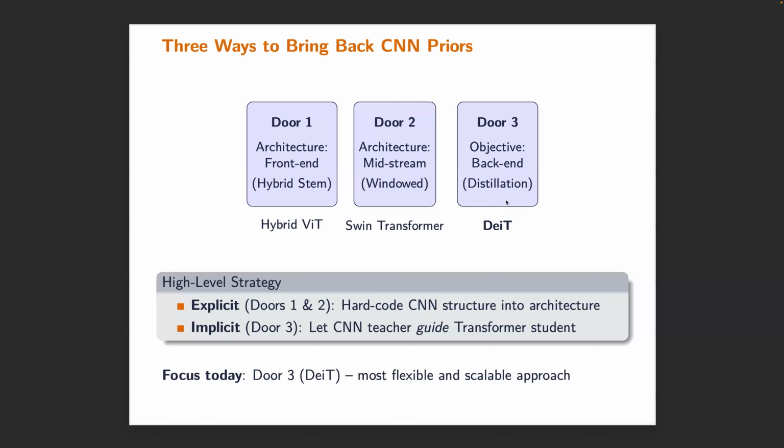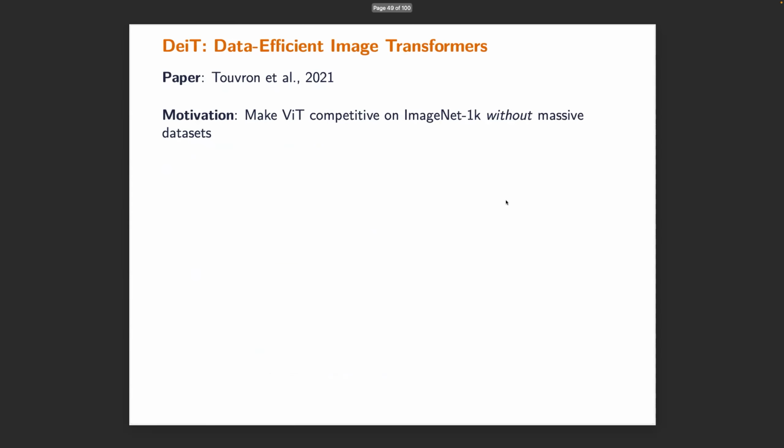So we will focus on the third one because of its flexibility. Basically, we still have a transformer, and we are not really limiting its architecture. We just train it using a CNN. So we are not losing any of those flexibility and scalability properties, and we keep the transformer pure. The idea is coming from this paper by Touvron et al. from Sorbonne.